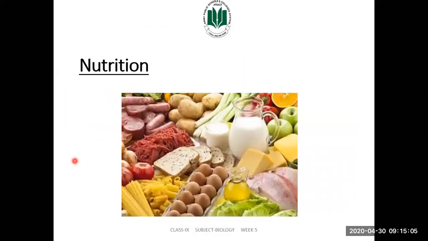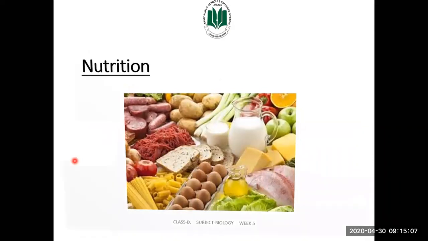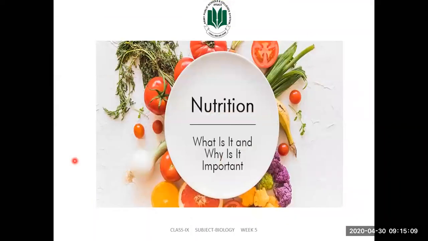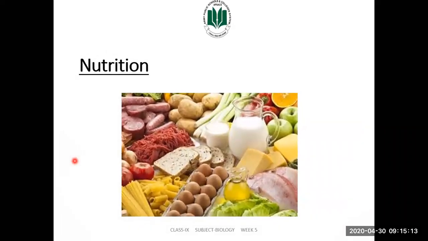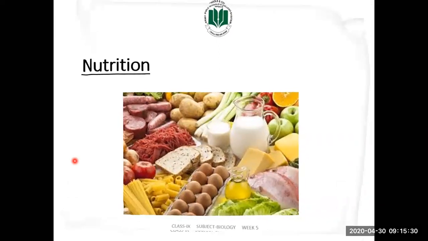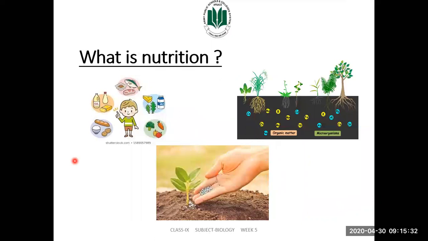Basically, when we talk about nutrition, we will be talking about what we eat. We eat bread, egg, and other different things which give us energy. We drink milk, we consume oil and other different things. So we are what we eat. So nutrition is intake of nutrients. Now define exactly what nutrition is.